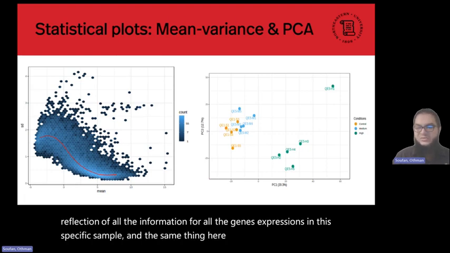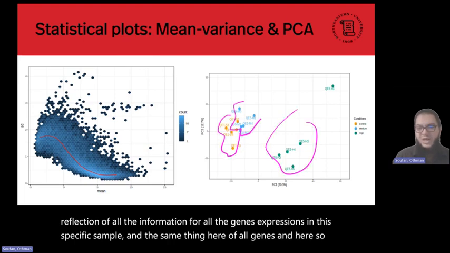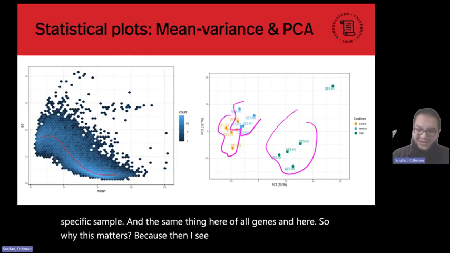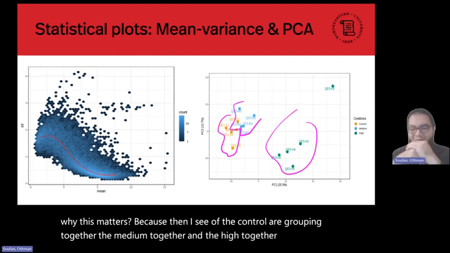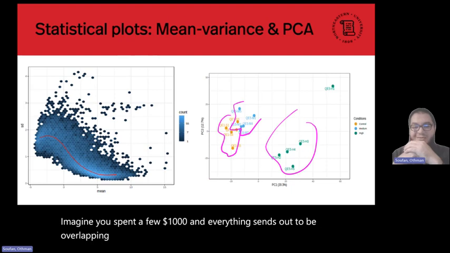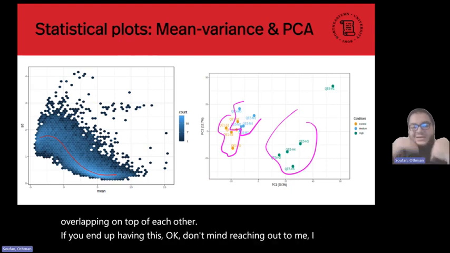So why does this matter? Because then I see if the controls are grouping together, the medium together, and the high together. If they all overlapped on top of each other, imagine you spent a few $1,000 and everything turns out to be overlapping on top of each other. If you end up having this, don't mind reaching out to me. I can give you hints, but do not regret, do not stop.